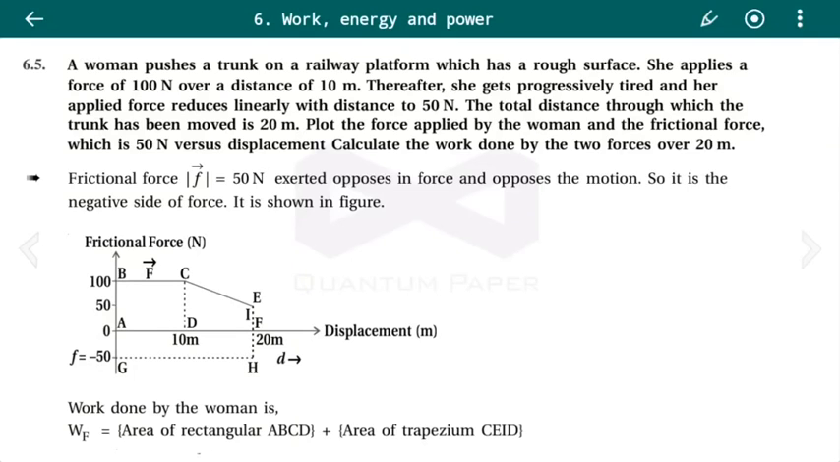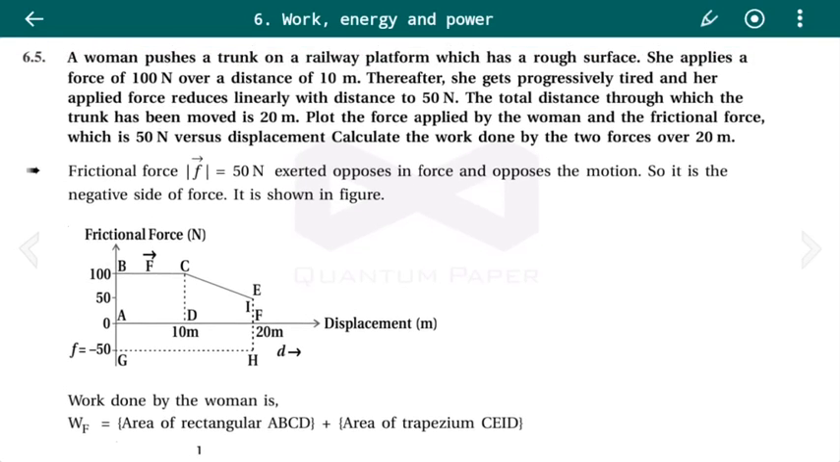So illustration number 5. A woman pushes a trunk on a railway platform which has a rough surface. She applies a force of 100 Newton over a distance of 10 meter. Thereafter, she gets progressively tired and her applied force reduces linearly with distance to 50 Newton. The total distance through which the trunk has been moved is 20 meter.